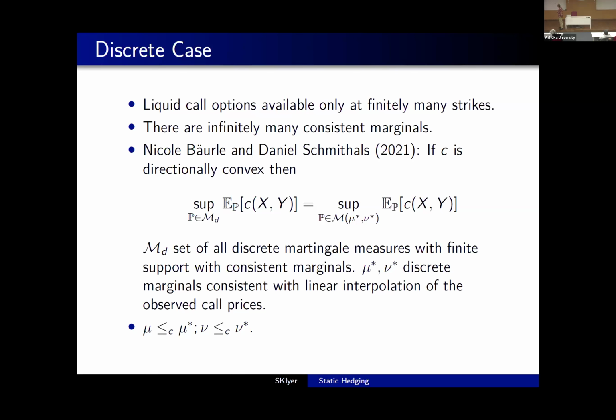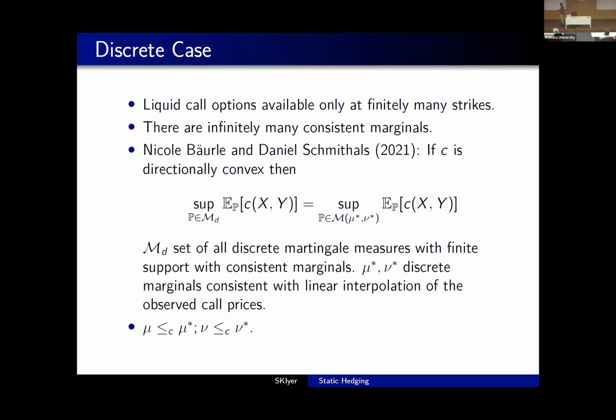However, a result of Nicole and Daniel Schmital shows that if C has certain nice properties, like it's directionally convex, then this supremum, this optimization problem on the left-hand side, is equal to the value of a martingale optimal transport problem where the marginals are mu star and nu star. So what are mu star and nu star? These are the marginals that you obtain when you have call option prices observed at finitely many points at time u and capital T. You linearly interpolate between them, and when you do that, you can come up with these mu star and nu star, discrete marginals which are consistent with this. So once you linearly interpolate, you have call option prices available at all strikes, and that uniquely determines your marginal distributions mu star and nu star.